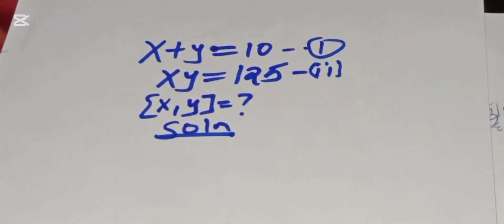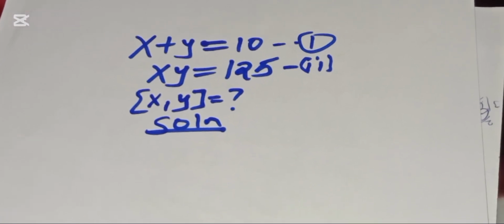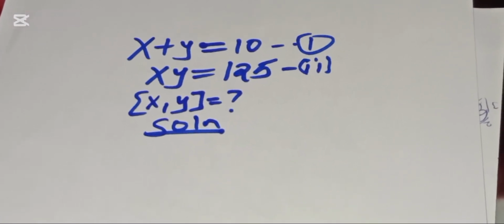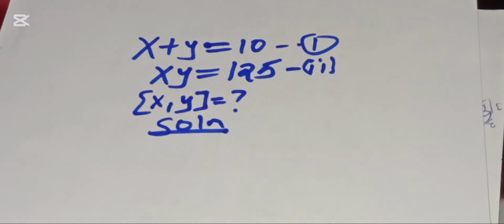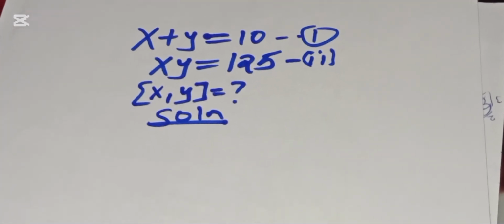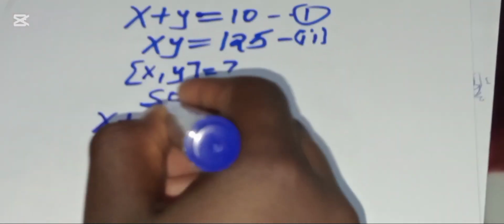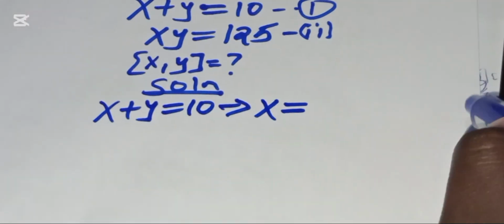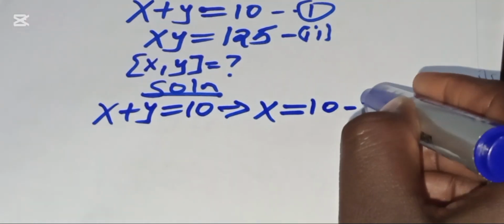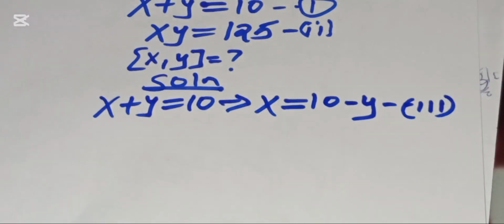Let's solve for x and y. Given that x plus y is equal to 10, we can call this equation 1, and xy is equal to 125. Let's call this equation 2. Now, let's make x the subject of the formula. We have that x plus y is equal to 10, so we can make x the subject of the formula. We'll have x equals 10 subtract y, and this is equation 3.